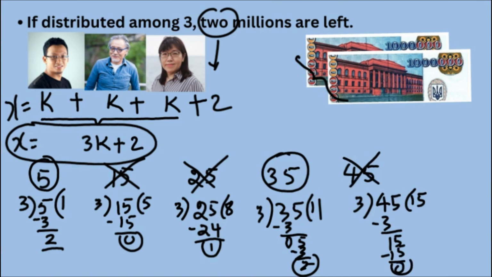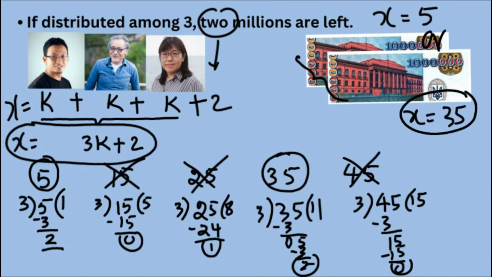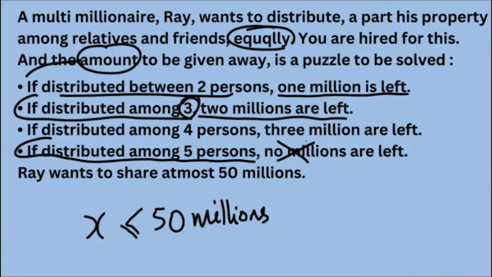So we are left with only 2 possibilities. X can be 5 or x can be 35. Let us see with the next condition. So we are left with the last condition: if distributed among 4 persons, 3 millions are left.